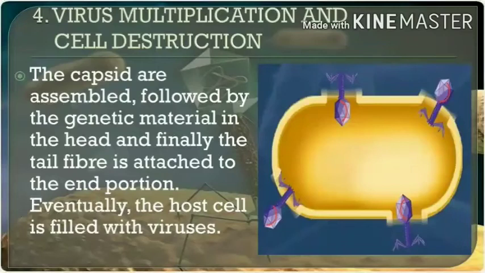Now that the genetic material as well as viral parts are replicated, the host metabolism assembles new viruses from scratch. The capsids are assembled, followed by the genetic material in the head, and finally the tail fiber is attached to the end portion. Eventually, the host cell is filled with viruses. Once the assembly is completed, the virus releases an enzyme that disintegrates the cell wall from within, thus destroying the host cell. The viruses are individual and free now.